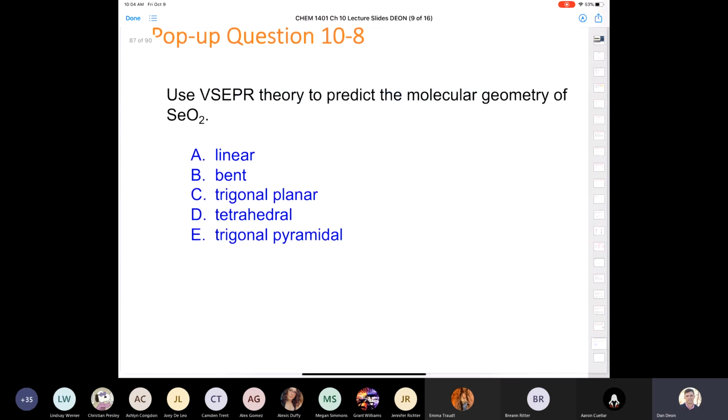Let's try another one. Selenium dioxide. It says, what's the molecular geometry of selenium dioxide? Did I even do this one? My notes are all over the place here. Oh, I did. Brienne says B. All right, let's give it a shot here. So selenium has a total of, how many valence electrons for selenium?